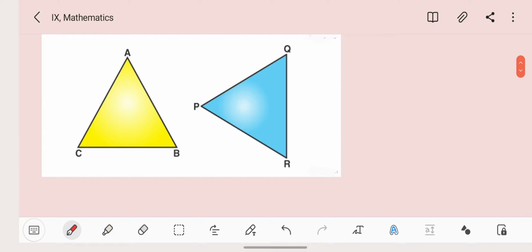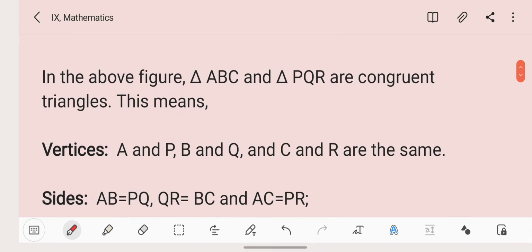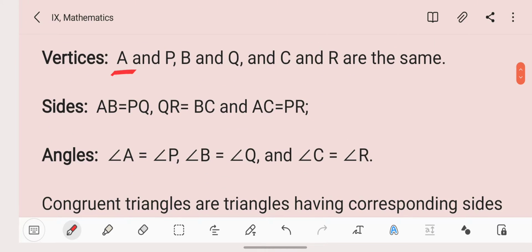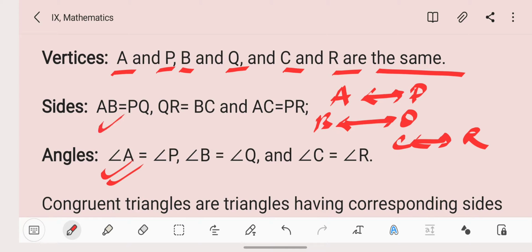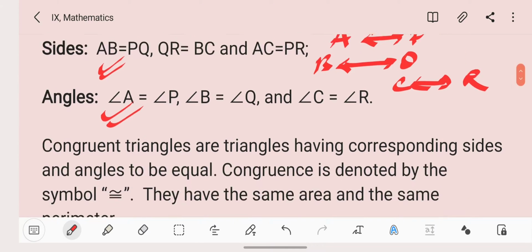By looking at this figure, if I take the first one, and on the second one, if it is rotated clockwise and fixed on triangle ABC, it gets superimposed. That means these two triangles are congruent. Vertices A, P, B, Q, C and R are the same. That means A corresponds to P, B corresponds to Q and C corresponds to R. Similarly the angles and the sides are all equal.